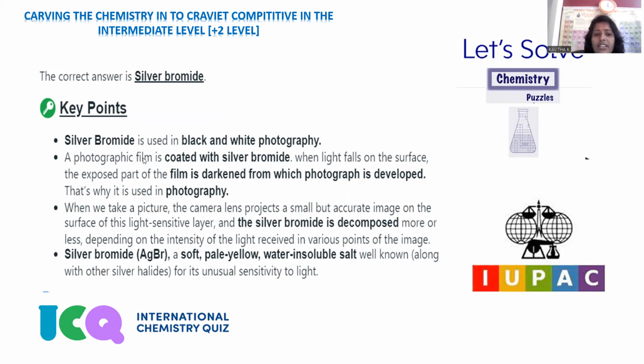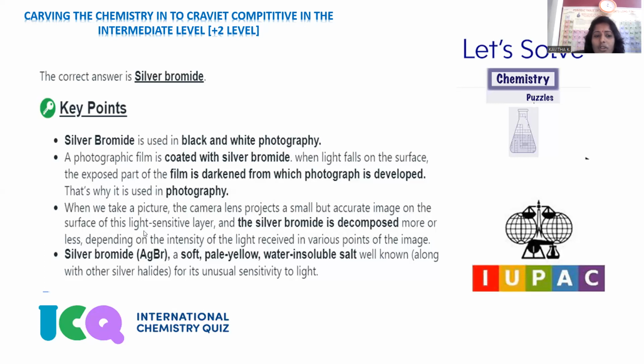Silver bromide has a tendency to capture the light coming from the source, and the darkening is possible in the presence of silver bromide, so the development of film is possible, right? When we capture the picture, the camera lens projects a small but accurate image. Lenses are used to capture the images.